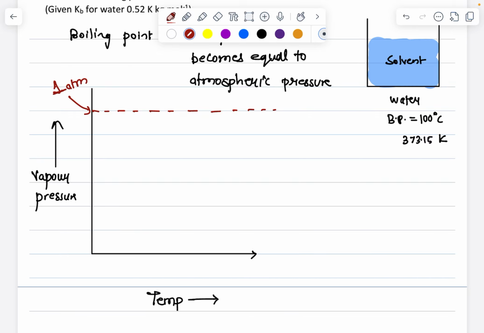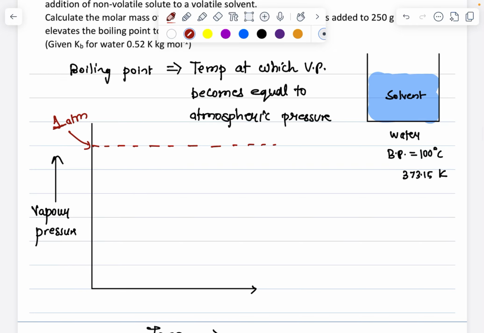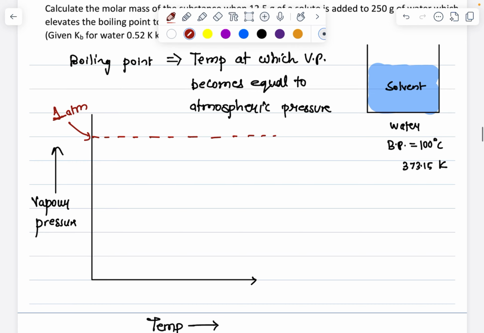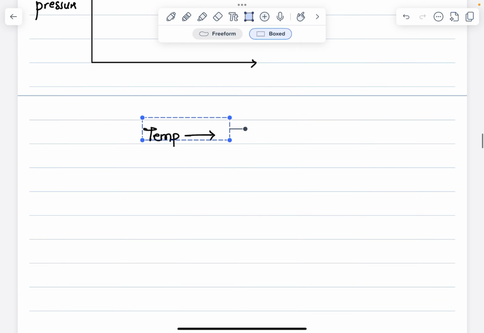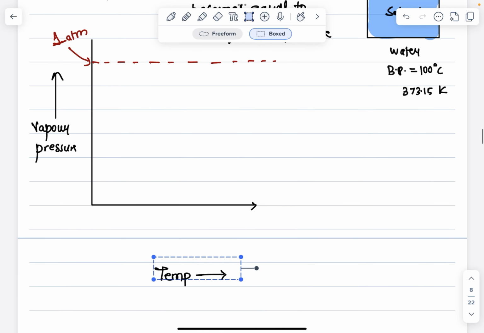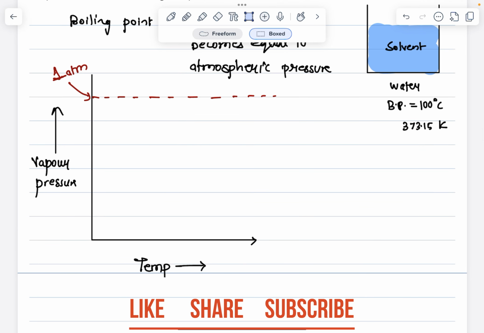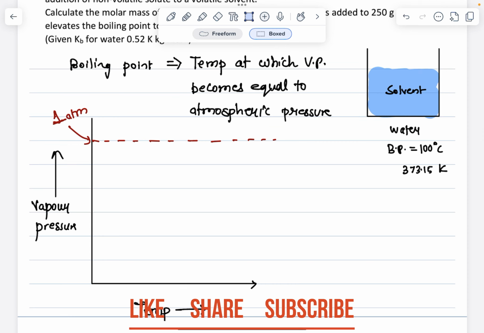Now this is just a solvent. Consider just a solvent. By definition, what is a boiling point? It is a temperature at which vapor pressure becomes equal to the atmospheric pressure, right?